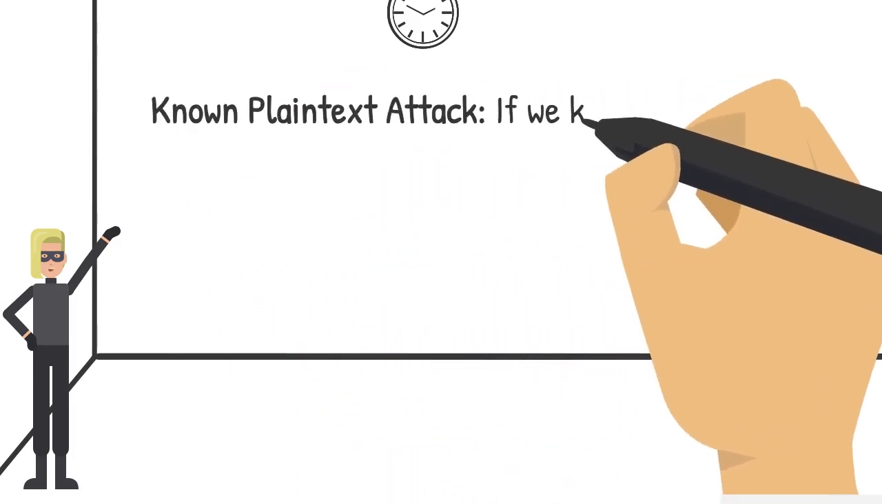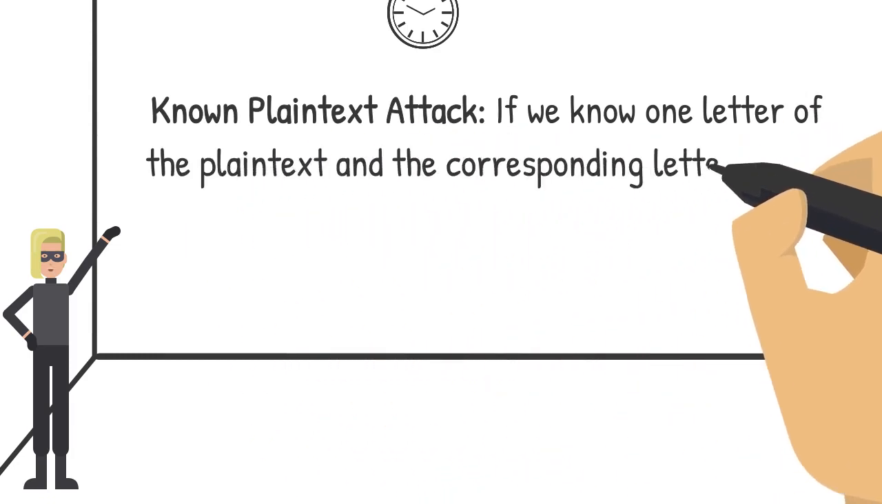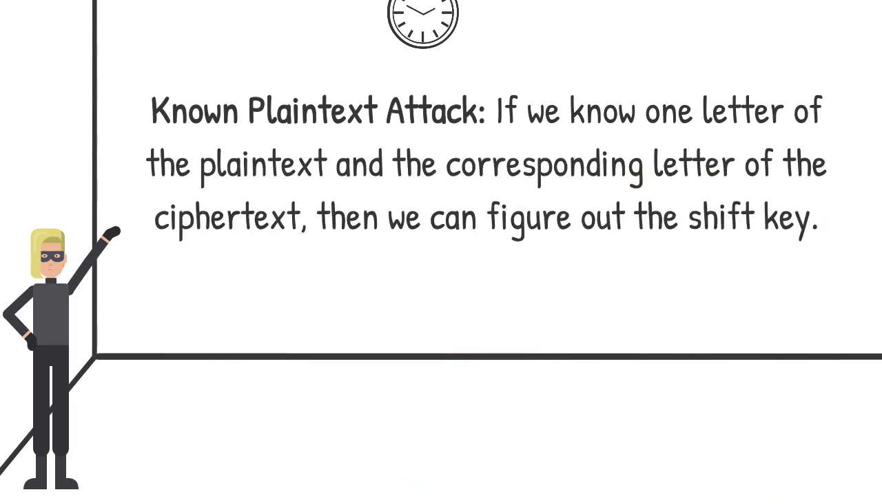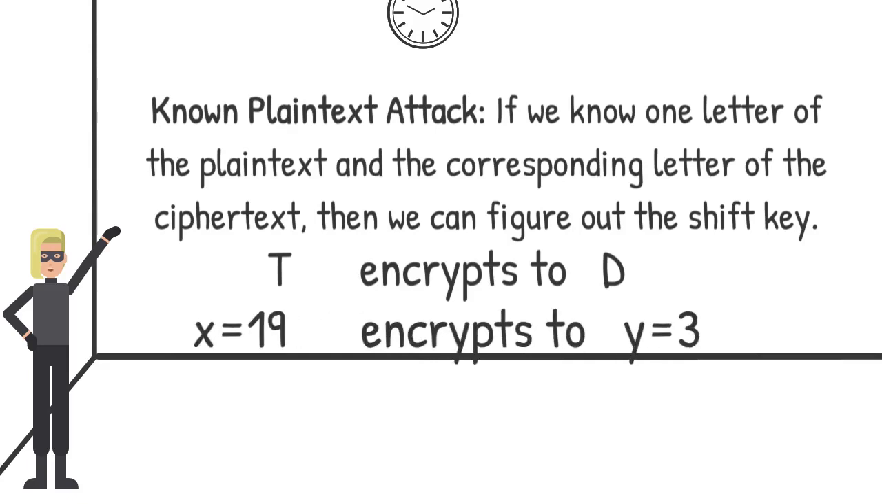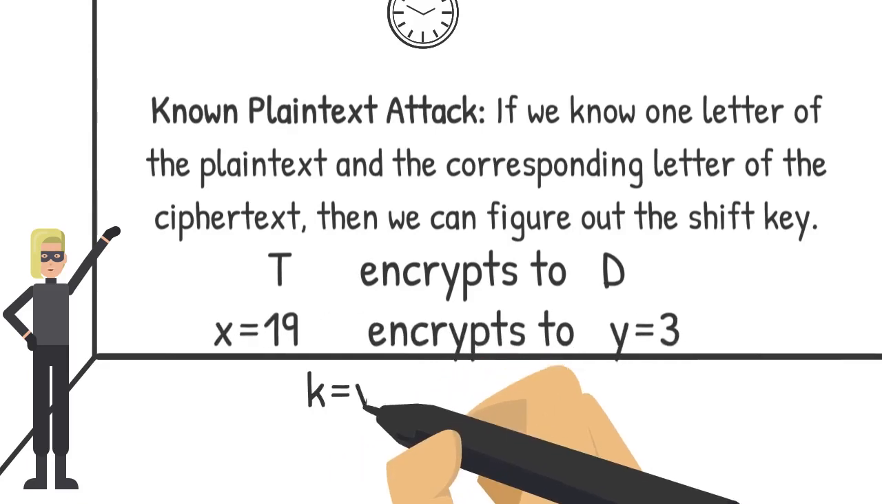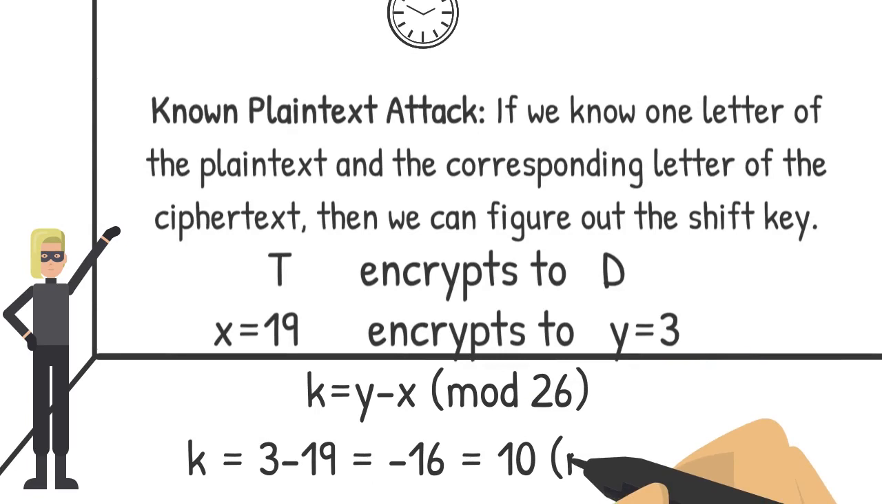The second category of attack is the known plaintext attack. If we know one letter of the plaintext and the corresponding letter of the ciphertext, then we can figure out the shift key. Suppose we know the letter T encrypts to D. T is equal to the number 19. D is equal to 3. Then K equals 3 minus 19 modulo 26, which is 10. Now we can use K equal to 10 to decrypt the rest of the ciphertext.